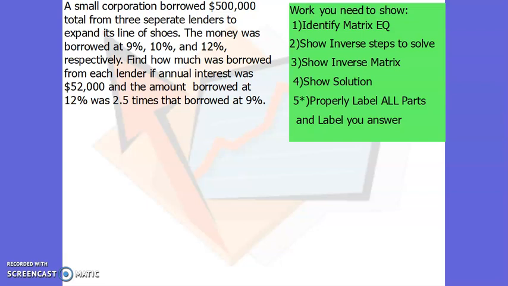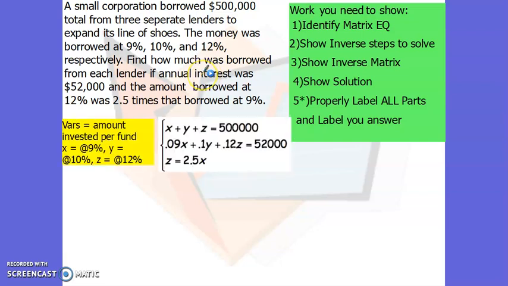But what I'm going to do is take all that information and construct a system out of it. So we know that all the money we added up, all the investment, is $500,000. The interest we earn on all three accounts, laid out here, is going to earn us $52,000 in interest. And then we also know that the amount borrowed at 12%, which would be Z, is equal to 2.5 times what was borrowed at 9%, which would have been X. So Z equals 2.5X will be our last equation.